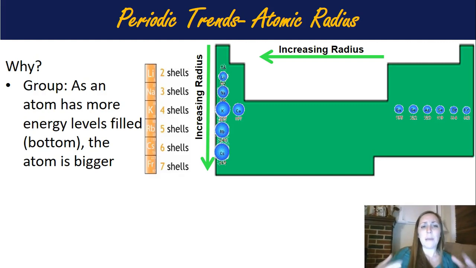And what I mean by that is how many shells. So, hydrogen only has electrons to the first shell. Lithium has electrons in the first and the second, sodium, third, potassium, fourth, rubidium, fifth. And as you go on, you get a bigger atom.